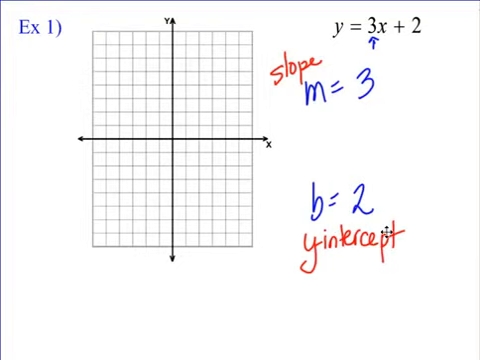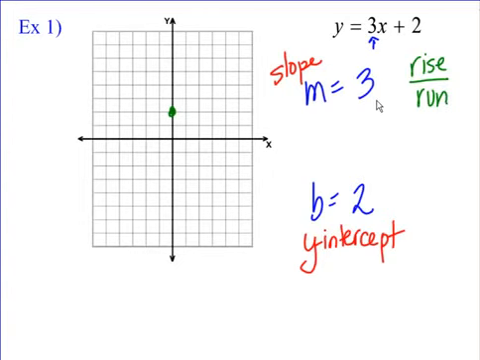And what we're going to do again is, how do we graph with this? Well, we know that between the two, slope and y-intercept, the y-intercept is the one that is a point, and it's located where the graph crosses the y-axis. So we're going to go to positive 2, and we're going to put a point right there, because that actually is a point.